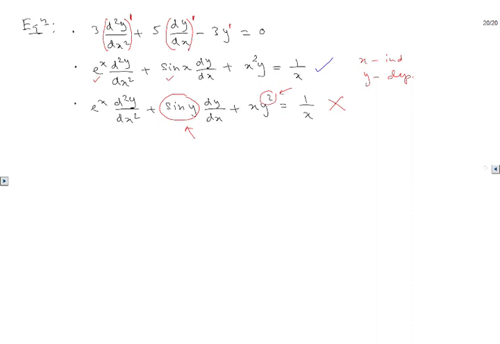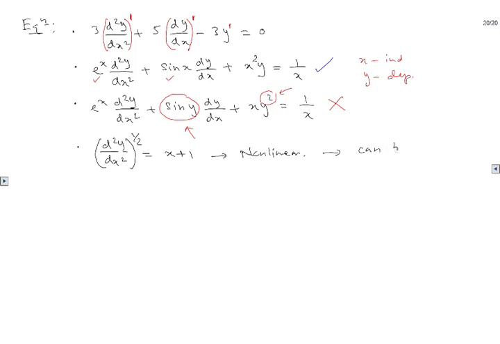Good. How about this one? The square root of d squared y over dx squared equals x plus 1. You can see that this is non-linear. Why? There's a square root, a half power. But you can easily make this linear. How? You square both sides. When you square both sides, this is going to be a linear equation. So sometimes you can turn non-linear equations into linear equations.